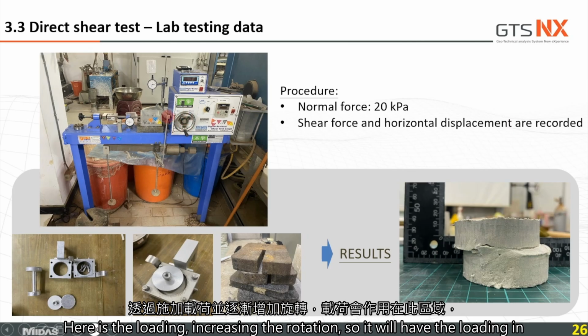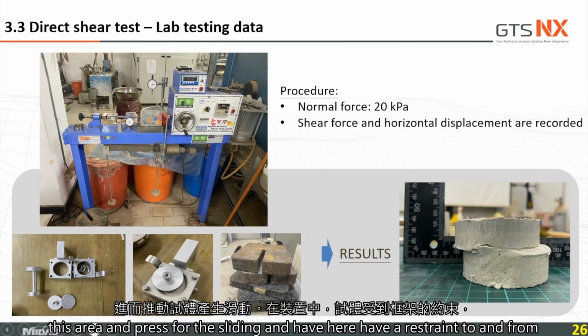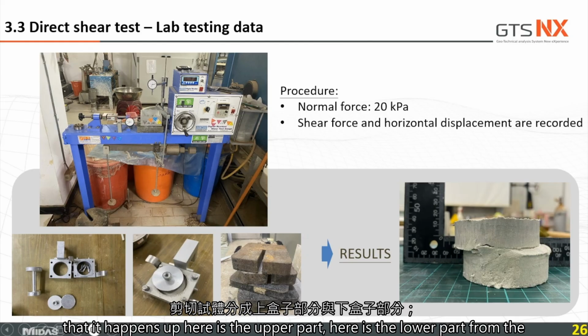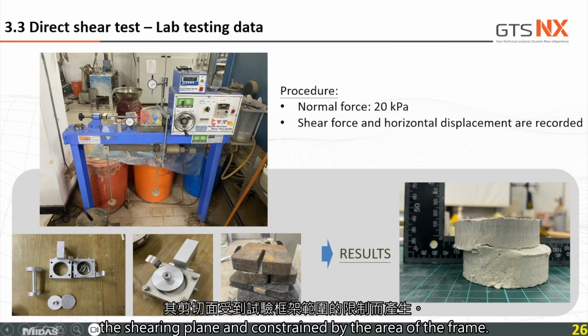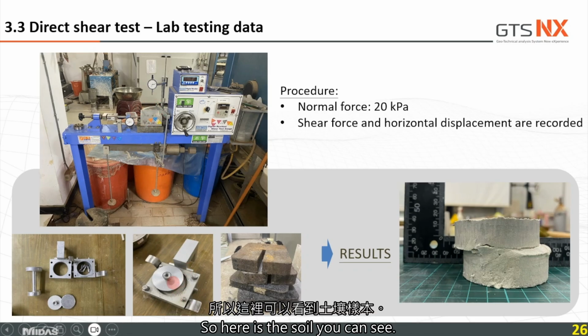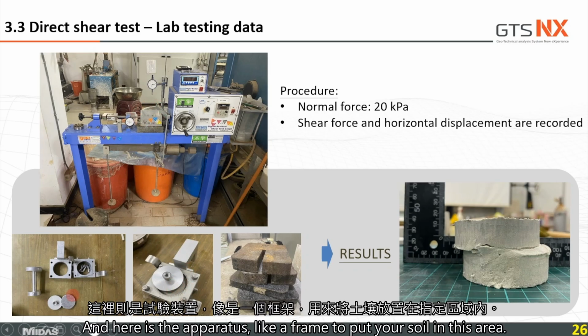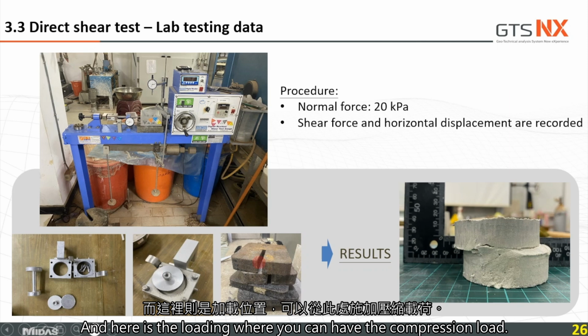It will have the loading in this area and press for the sliding, with a restraint. Here is the upper part, and the lower part is from the shearing, from the reverse of the loading. It is called the shearing plane here, constrained by the area of the frame. Here is the soil you can see, and here is the apparatus, like a frame, to put your soil in this area. And here is the loading where you can apply the compression load.